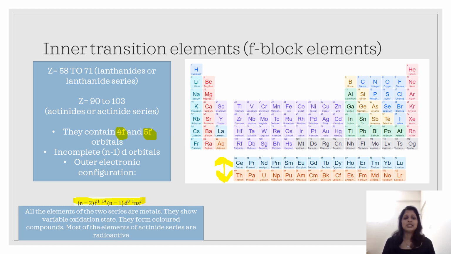So all the elements of these two series, that is lanthanides and actinides, they all are metals. They also got variable oxidation state, just like we told in transition metals. They can also form colored compounds. And one of the other peculiarities is that most of the elements of the actinide series are radioactive. Most of the elements that we find in this series, the actinide series, are radioactive. So it has got a lot of applications and properties.